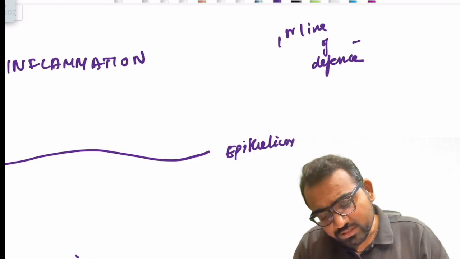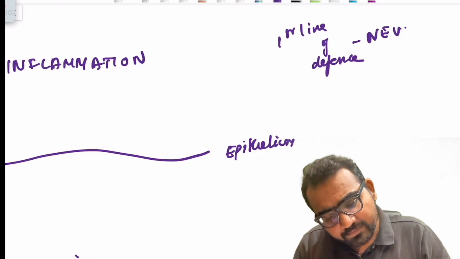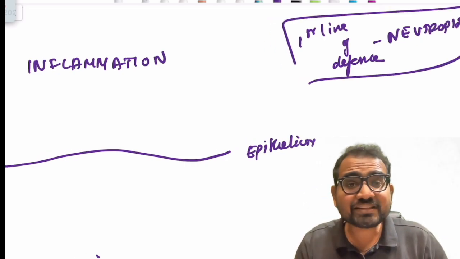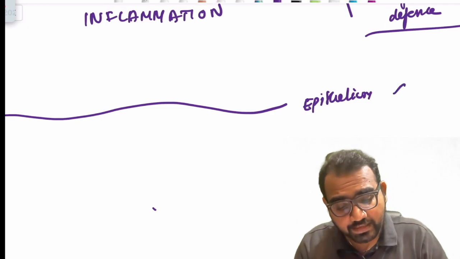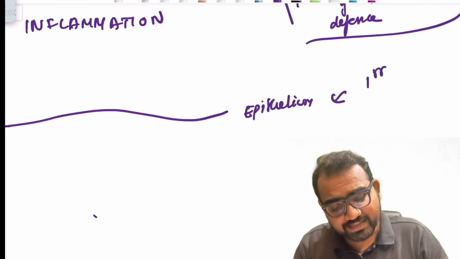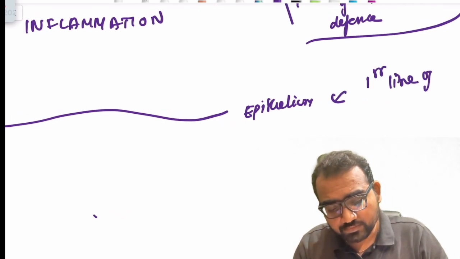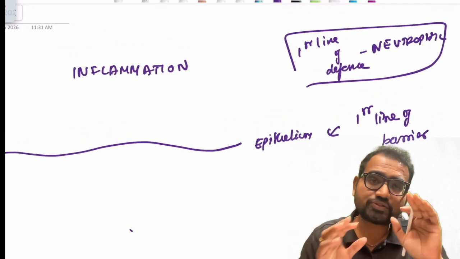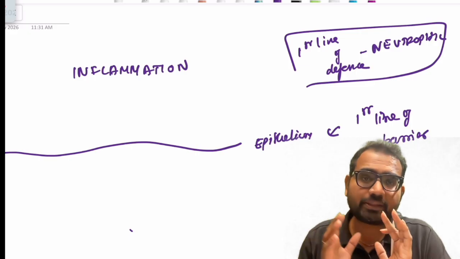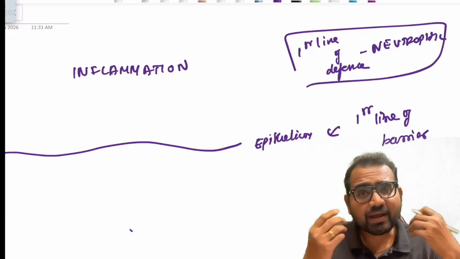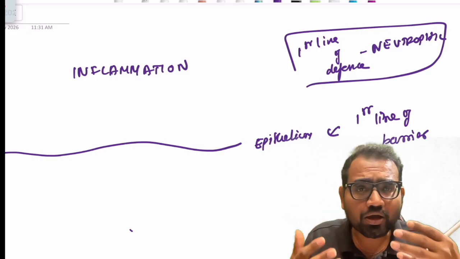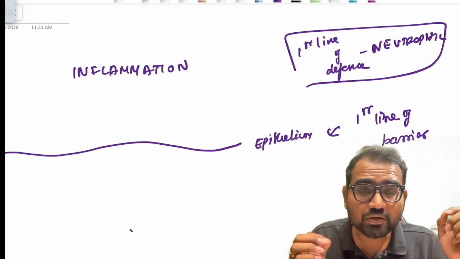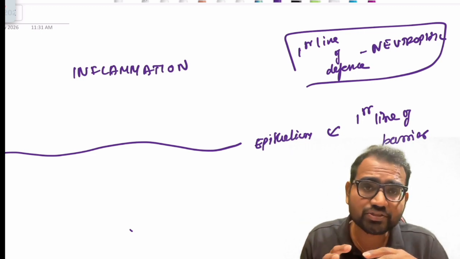What is the first line of barrier? First line of barrier will be epithelium. So understand the difference: first line of defense is neutrophil, first line of barrier is epithelium. So what happens when a bacteria present in the plaque and calculus, whatever it might be, gram positive or gram negative, comes in contact with the epithelium, in this case, junctional epithelium?